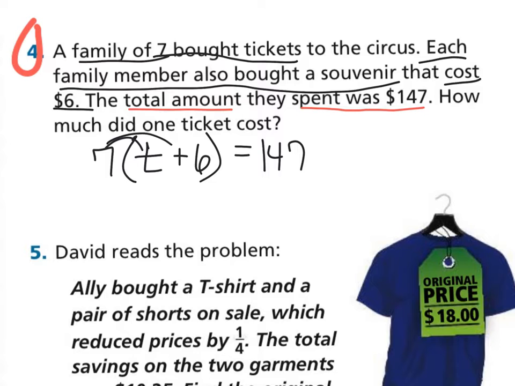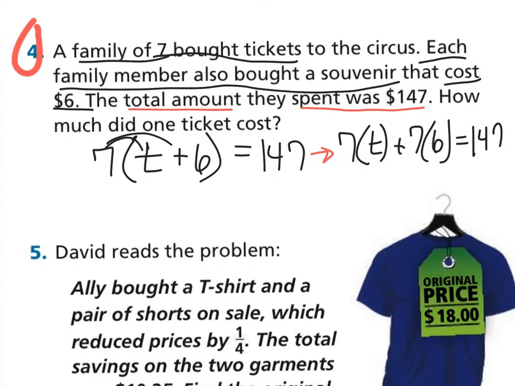Another option is we have 7 people buying tickets, so we could say 7 times T, and then we have 7 people buying souvenirs, that would be 7 times 6. And if you'll notice what happens here, if you distribute from that first equation, you will get exactly what we have in the second equation. So whichever one seems easier for you to come up with for the equation is fine. So we've got 7t, and then 7 times 6 is 42. Good.